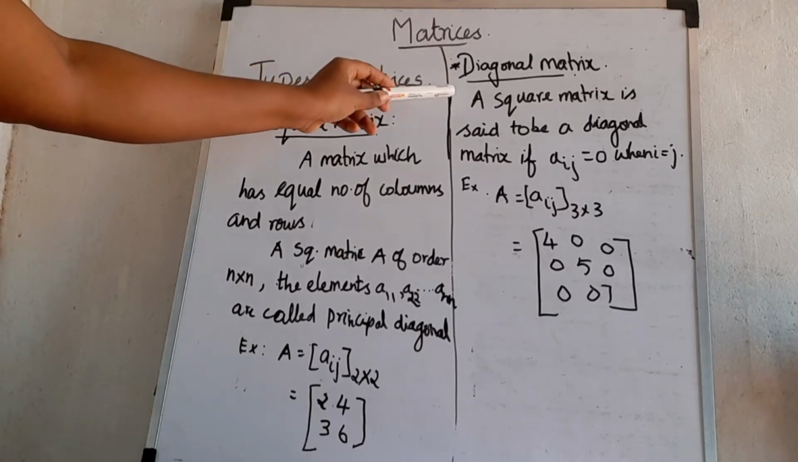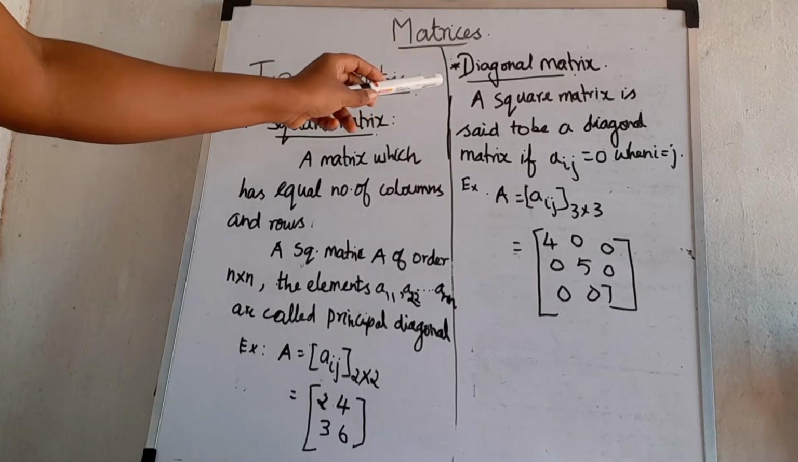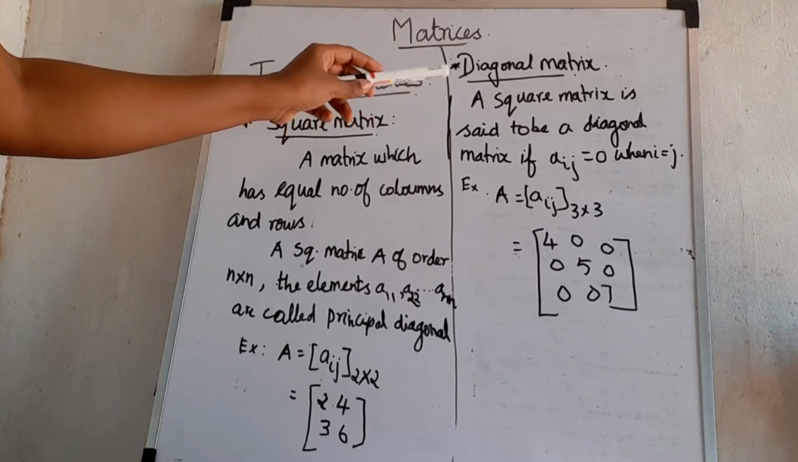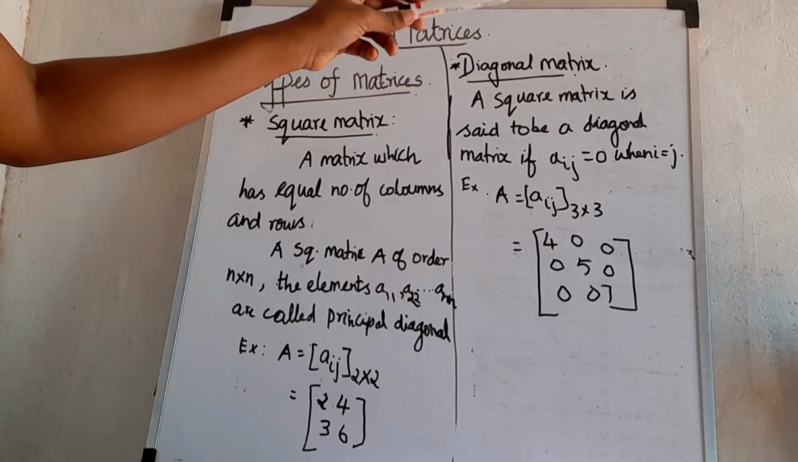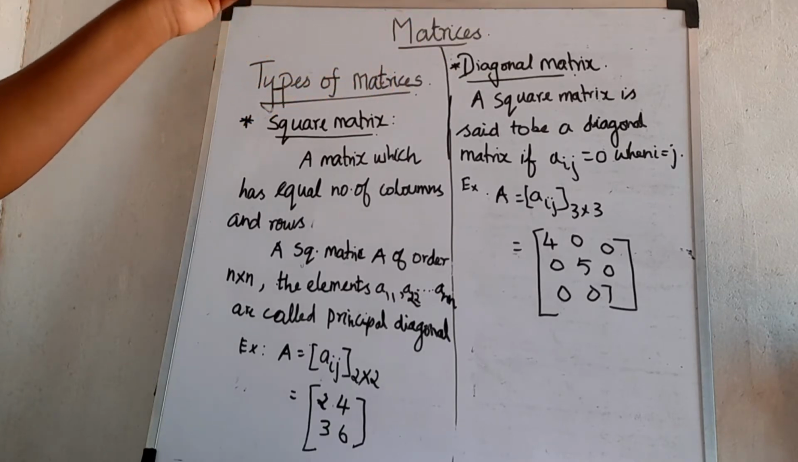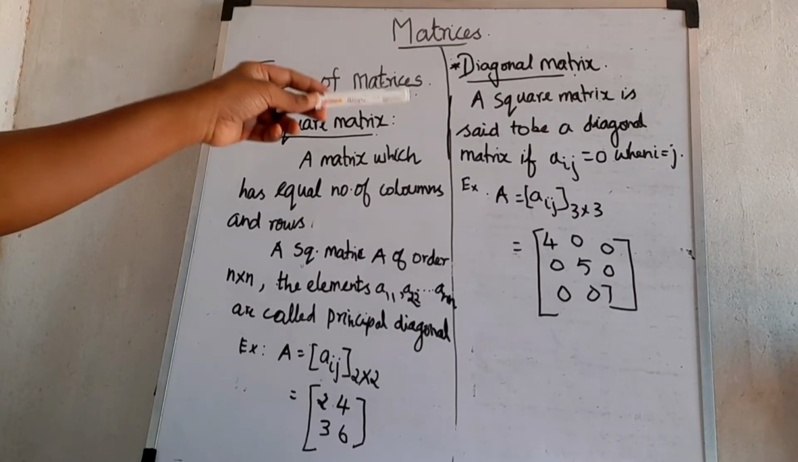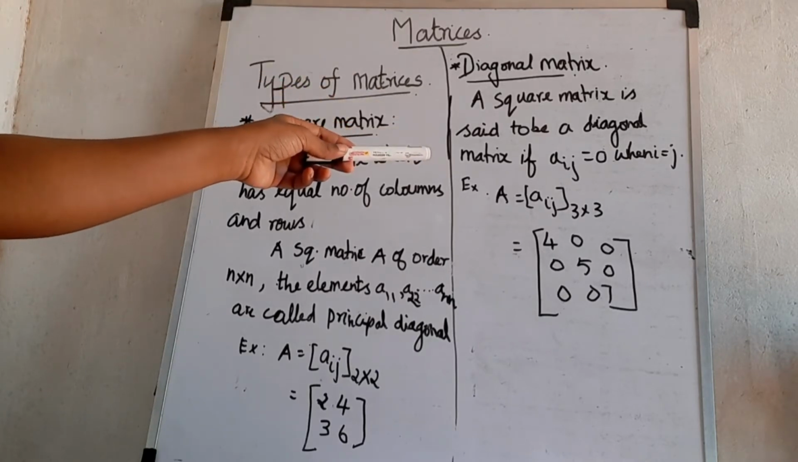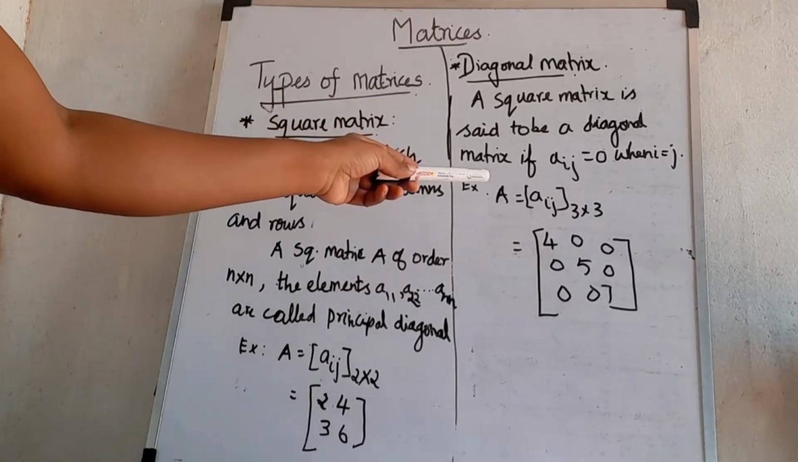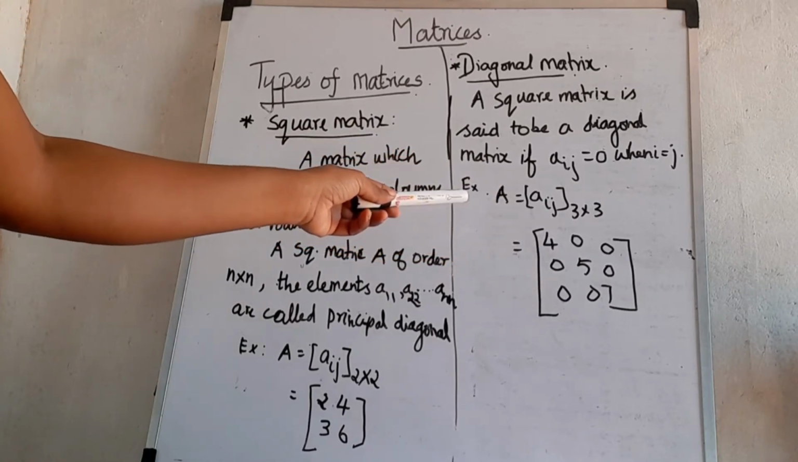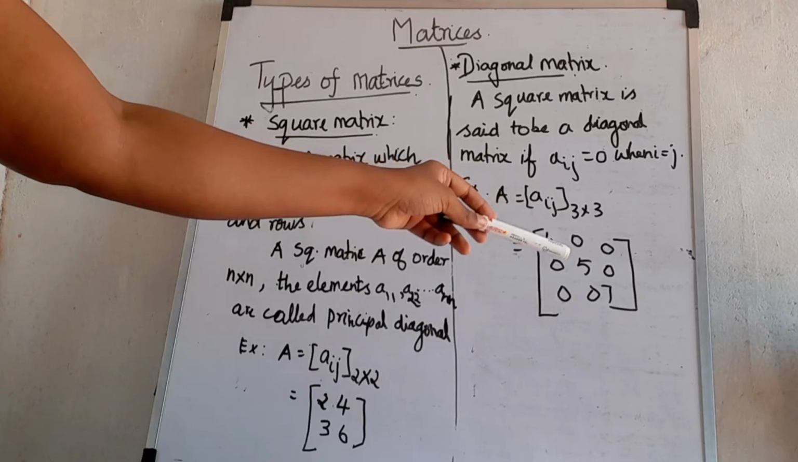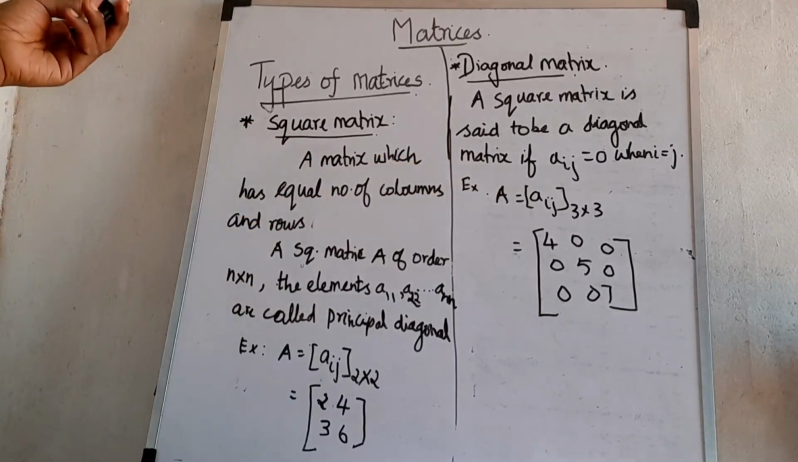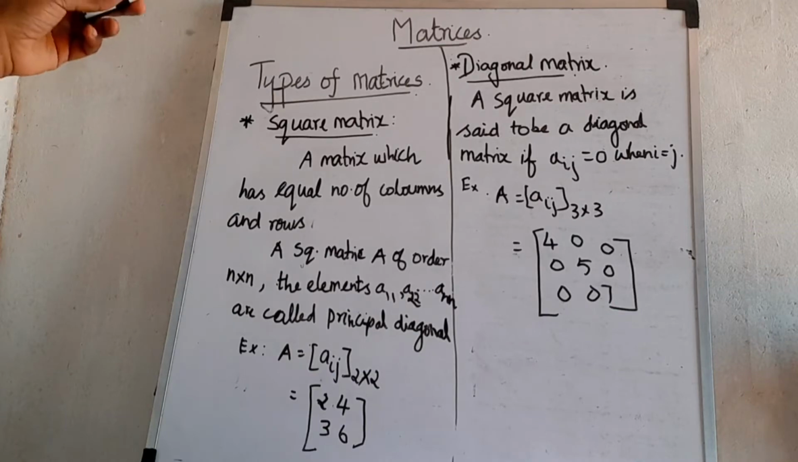Next one is a diagonal matrix. A square matrix is said to be a diagonal matrix if aij = 0 when i is not equal to j. When you see the example, you can clearly understand: only the diagonal will have the numbers. In other places we have 0. So this is called the diagonal matrix.